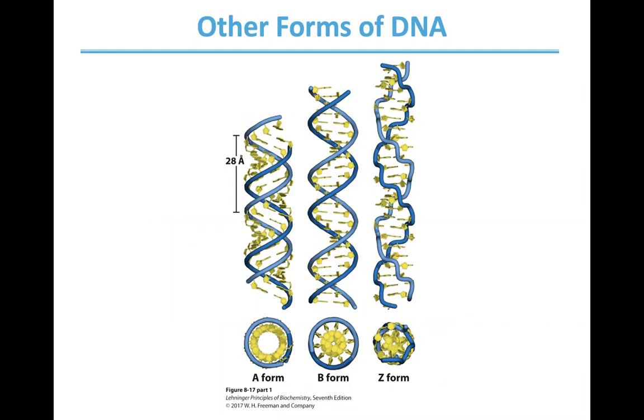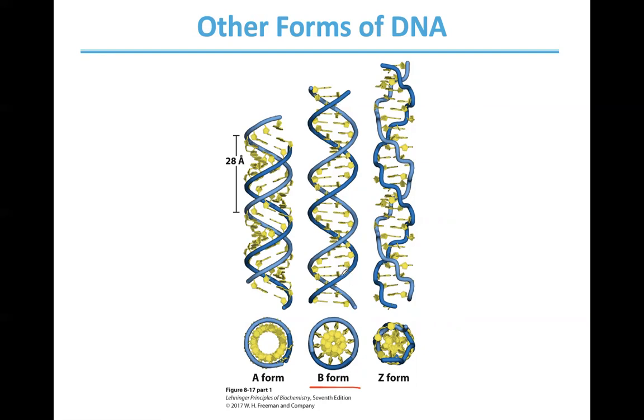So the most common one that is considered to be the classical Watson-Crick form is referred to as B form, where all the bases are stacked and has the dimensions that we just talked about.